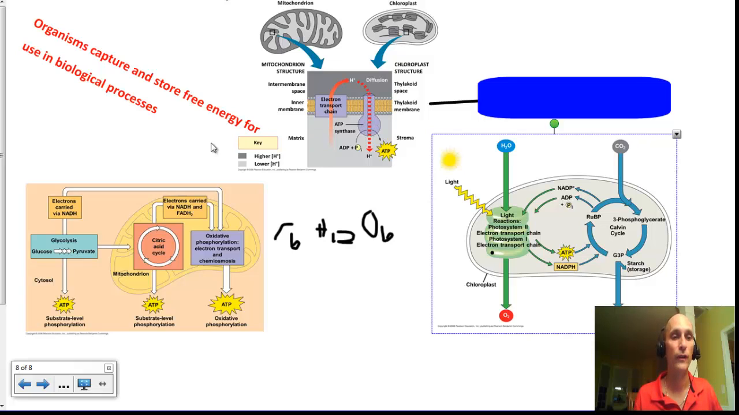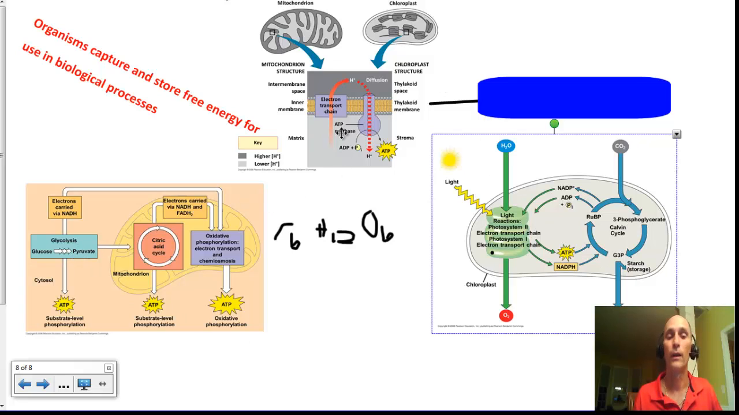Now the source of energy is different. The source of energy over here is glucose, and the source of energy over here is light, but they're capturing it, and they're going to store the energy in ATP, and then we can use the energy to do work. The mitochondria is the ATP factory, and the chloroplast is going to use that to help make our glucose, which then is going to go over here.